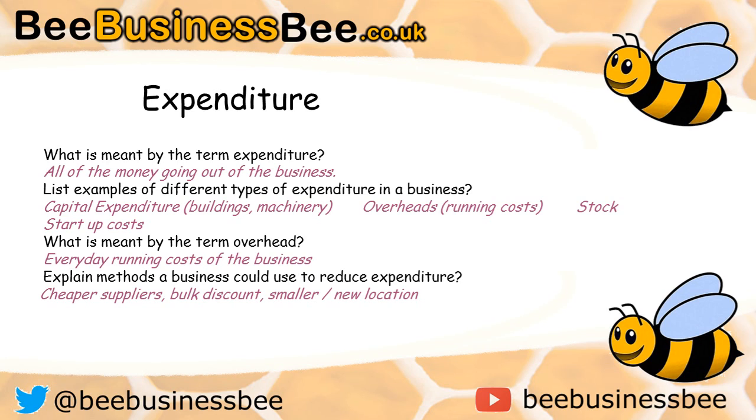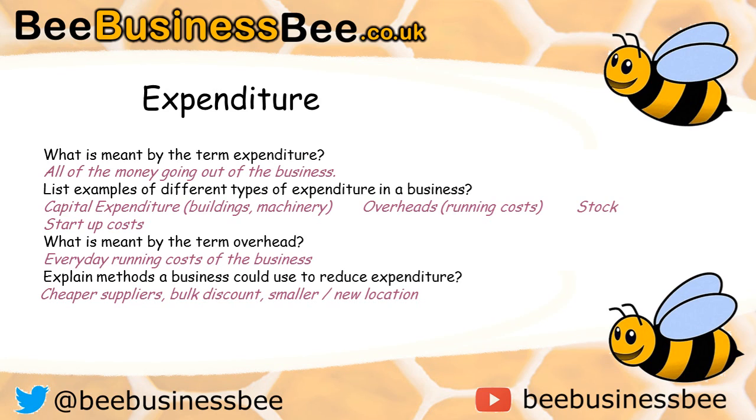Explain methods a business could use to reduce expenditure. Now here, I haven't explained, I've just listed them for you, so that would not be a good answer. I need to explain why, but we've done that in the past, so I'm not going to do it all over again. So you could get cheaper suppliers. That would reduce my expenditure.